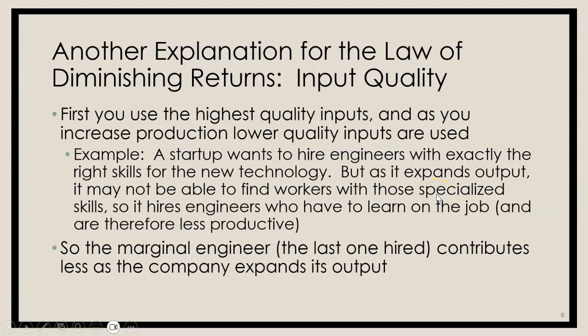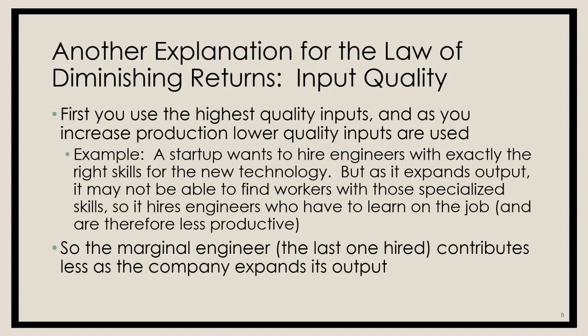Another factor that causes the law of diminishing returns is input quality. When you start production, you're probably going to use the highest quality inputs or the ones that are best suited to your production process. And as you produce more and more, you're going to have to pull in units of the input, like the labor or other inputs, that aren't quite as well suited to whatever you're producing.